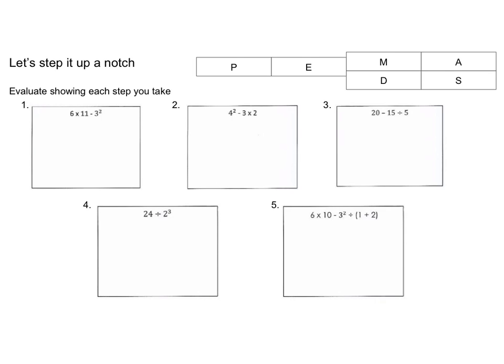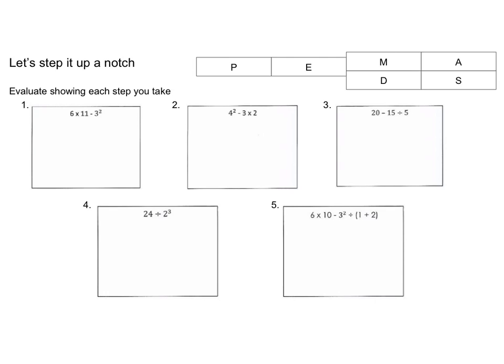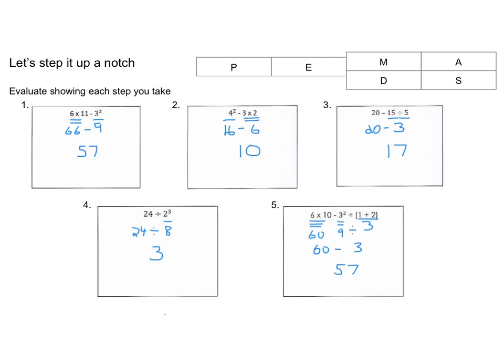Here are a few more problems that are a little bit more complicated, so go ahead and pause the video and work on these, and then come back and check your answers. All right, check out these answers. These weren't too bad, except for maybe number 5. There's a lot going on in number 5. Notice I did the parentheses first, then I did the exponents, and then I did this multiplication, and this division, and then last I can do the subtraction to get 57.